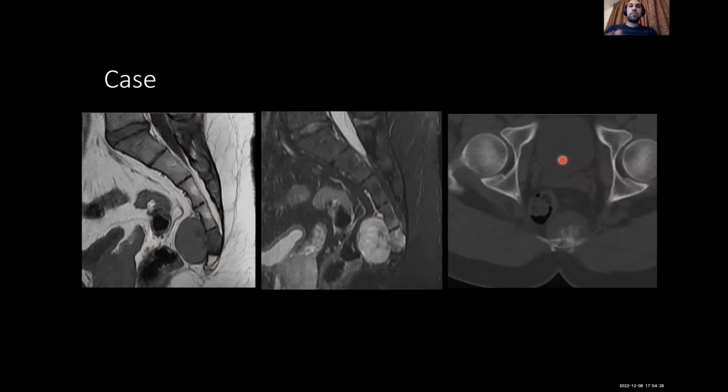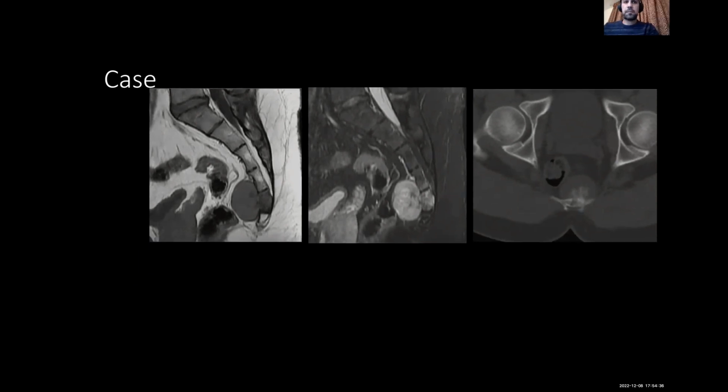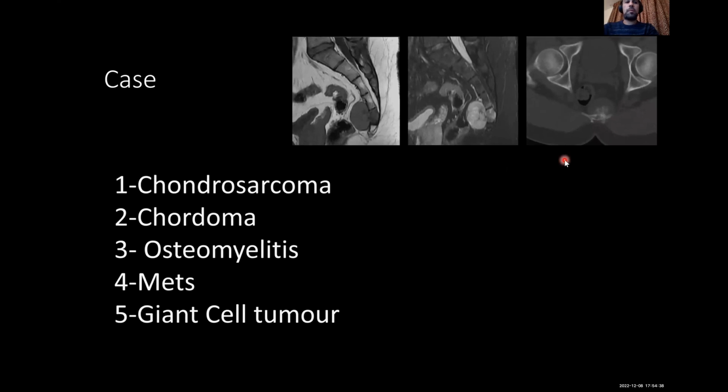Sacrum: chordoma until proved otherwise. Then I have to search the atlantoaxial articulation. Chondrosarcoma. So here it is: chondrosarcoma or chordoma, osteomyelitis, mets, or giant cell tumor.